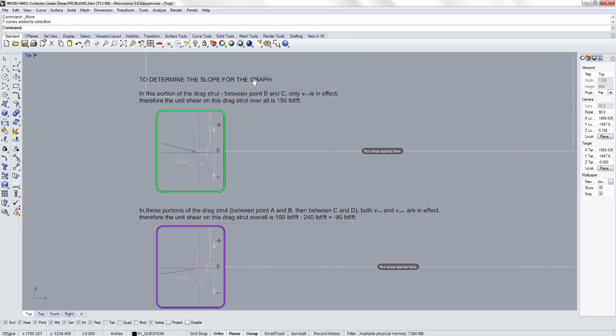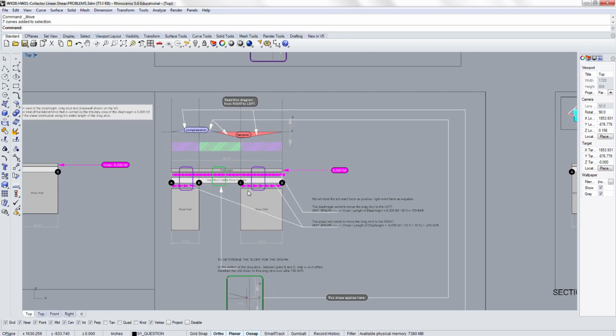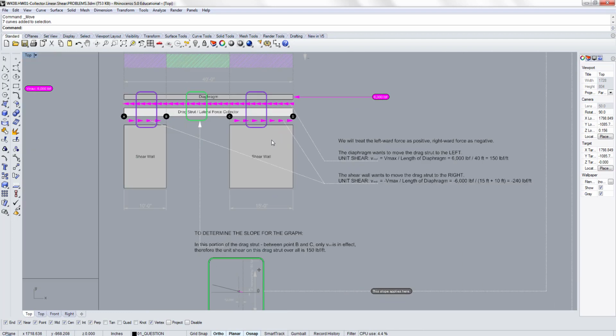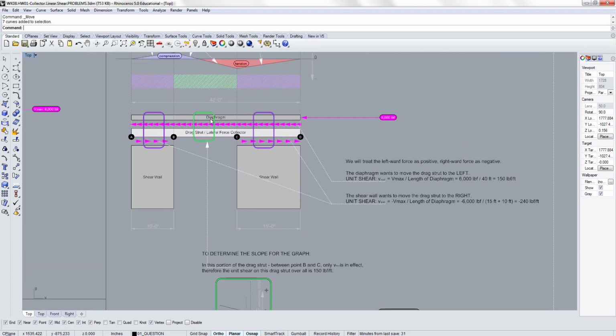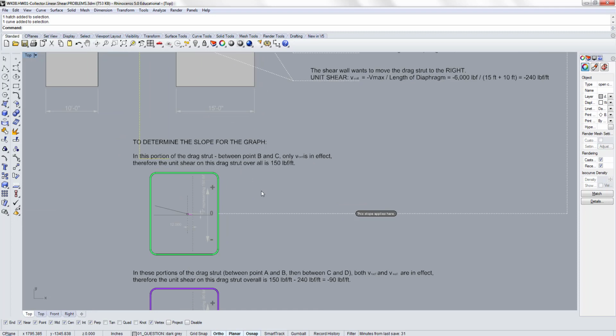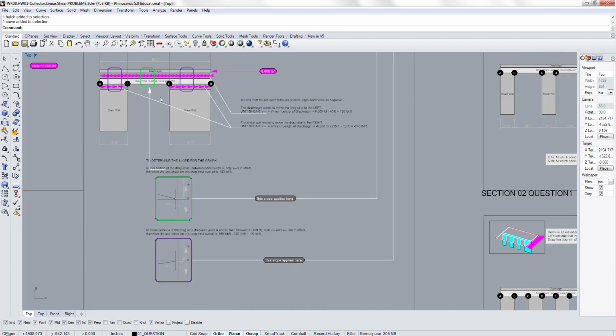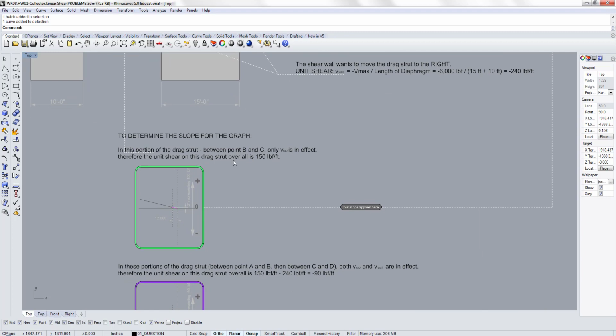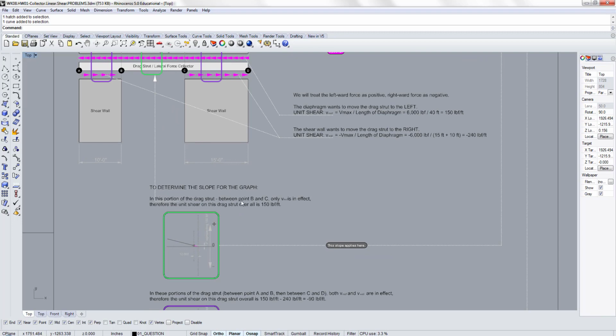That's based on that, right? So now we need to draw this diagram of how this unit shear accumulates. We only have two scenarios, the green zone and the purple zone. We're going to look at the simpler one first, which is the green zone. To determine the slope for this graph, in this portion between B and C, only V roof is working. So the unit shear on this drag strut at that part is positive 150 pounds per foot.